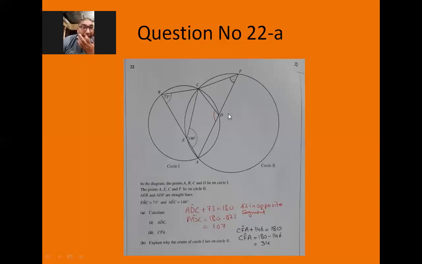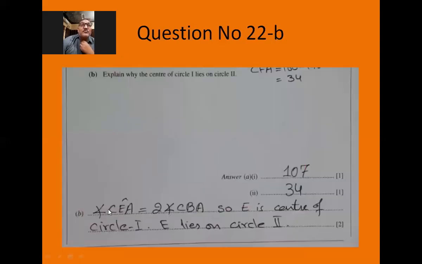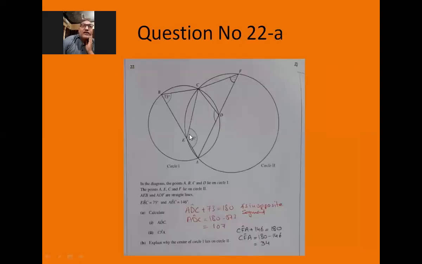Explain why the center of circle 1 lies on circle number 2. Okay, if you look carefully, this angle is 146, and E is on circle number 2. This angle here is 73, which is half of this. So this is the property which says the angle at the center is 2 times the angle at the circumference. And 73 multiplied by 2 will be 146. So it means that E is the center of circle 1.